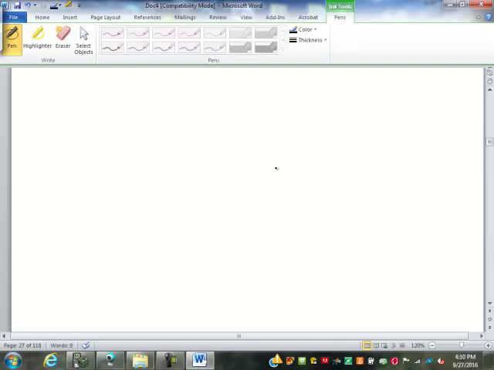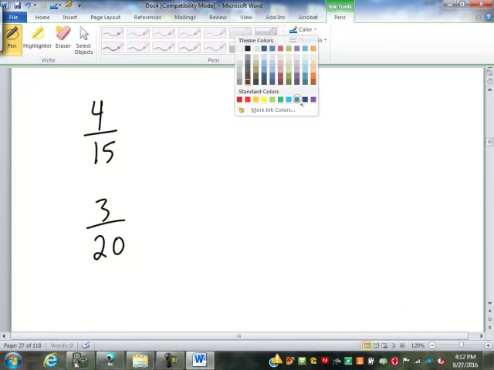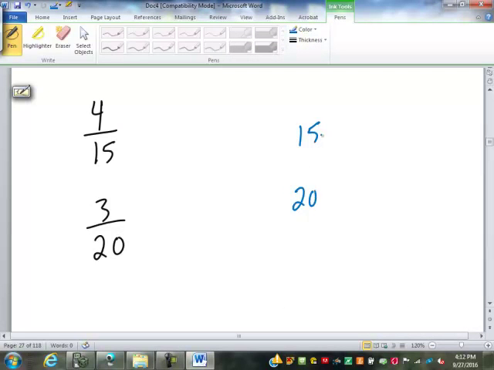So I want you in your notes, try to find for me the common denominator between 4/15 and 3/20. If I factor 15, what does it become? 3 times 5, right? What does 20 become if I factor it? 4 times 5, or if you reduce the 4 to 2 times 2, so 2 times 2 times 5, right? So the 5 is in common.